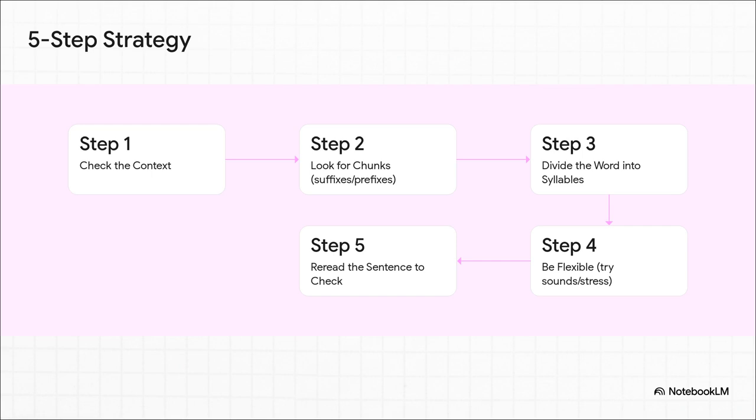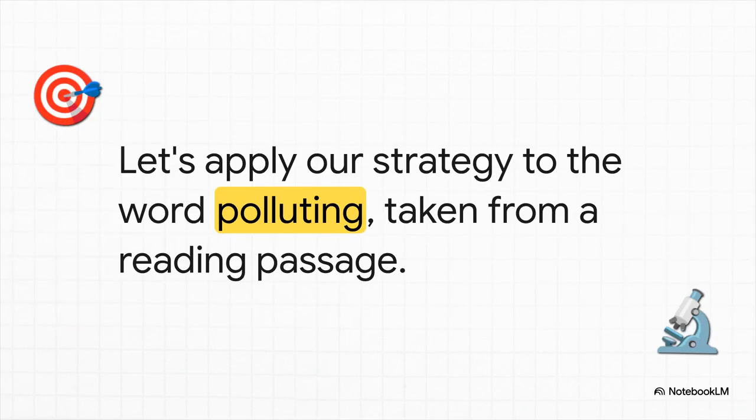Step 2, look for chunks you already know, like prefixes or suffixes. Step 3, divide the rest of the word into syllables using our blueprints. Step 4, be a little flexible, try out different sounds and stress patterns. And finally, step 5, reread the whole sentence to make sure it sounds right. All right, let's grab our target word. This one comes from a reading passage, polluting.